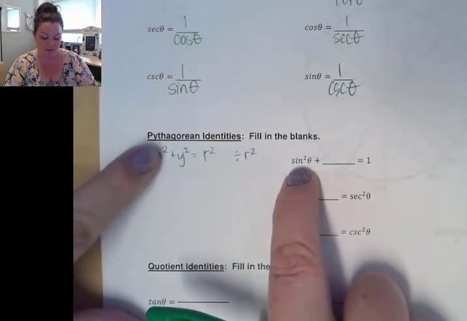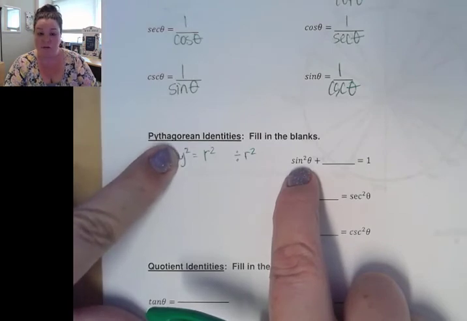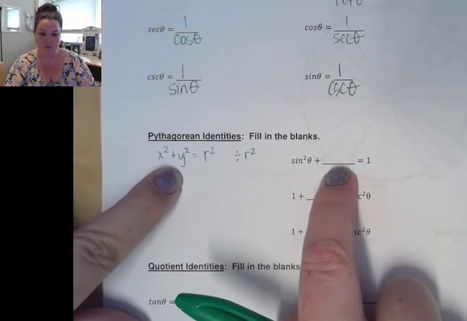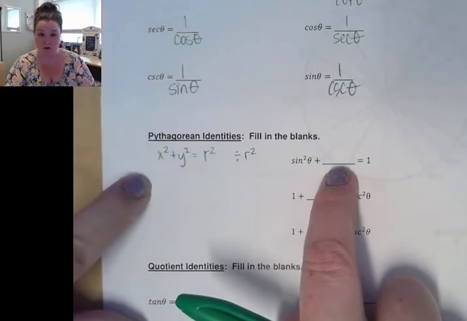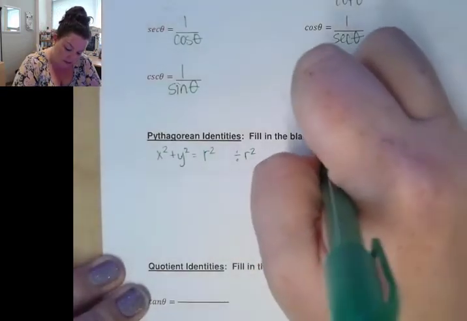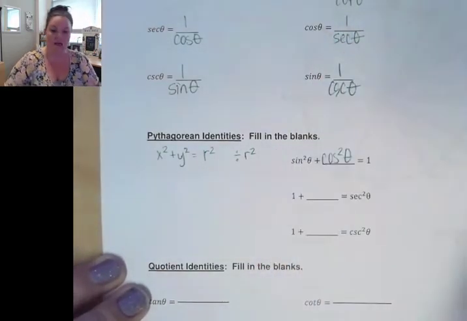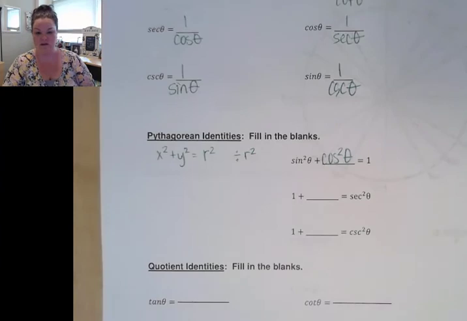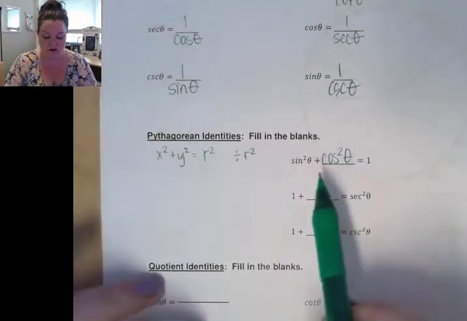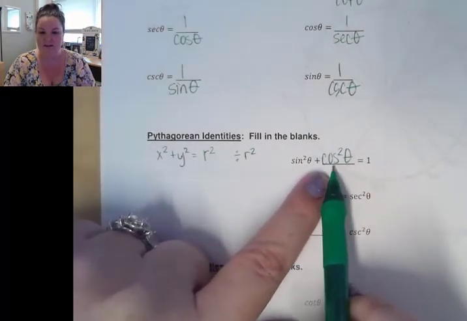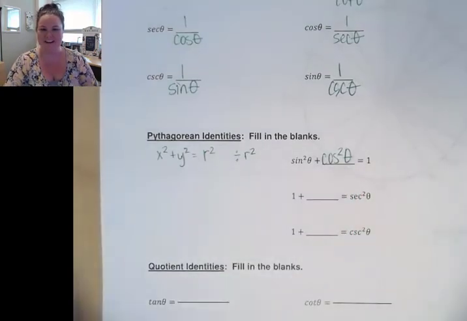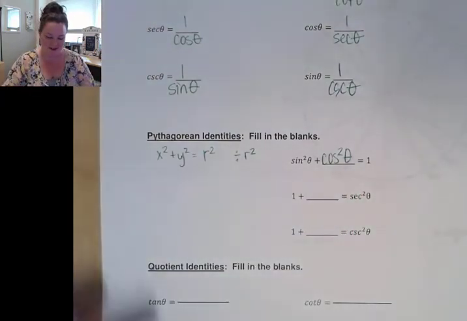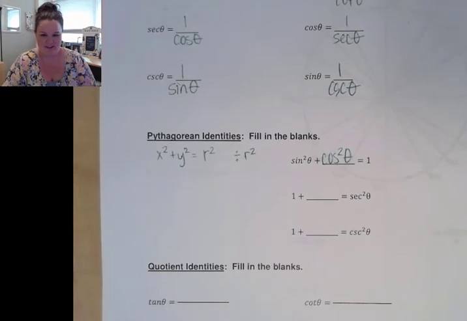The sine squared theta we get from our y squared over r squared. So our other term here would be the x squared over r squared. And x over r, remember, is our cosine. So this would be cosine squared theta. So remember, this was our sin, you confess, you're one with God, right? Remember the ways that we remembered these? Sin, confess, you're one with God, okay?